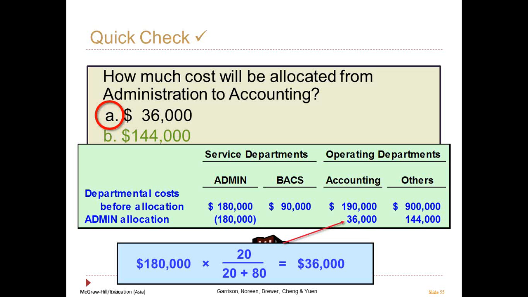The allocation percentage is calculated by dividing the number of employees in an operating department by the total number of employees in the allocation base. For accounting, the allocation percentage is 20%, obtained by dividing 20 employees by 100 employees. Next, we multiply the allocation percentage times the service department cost. To allocate admin costs to accounting, we multiply 20% times 180,000 to get 36,000.